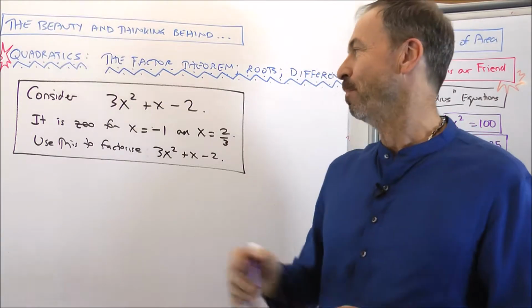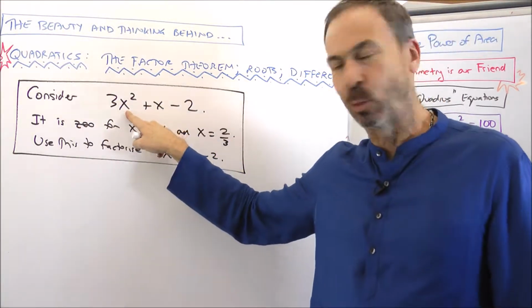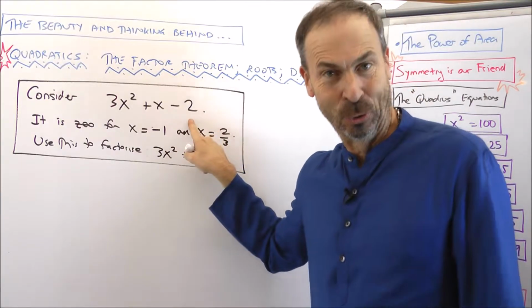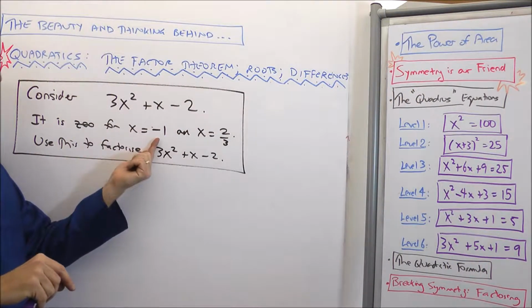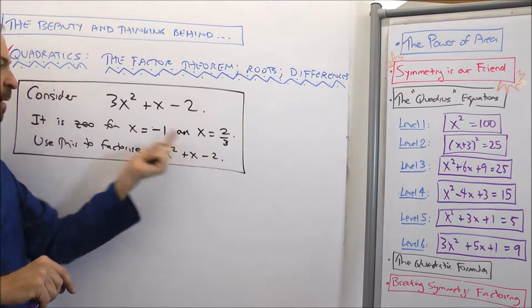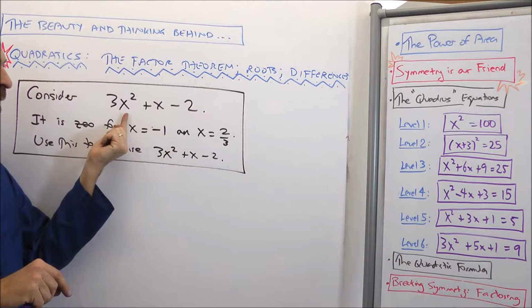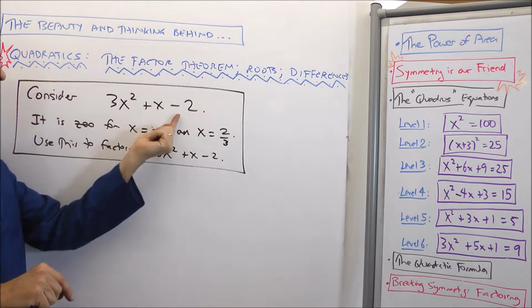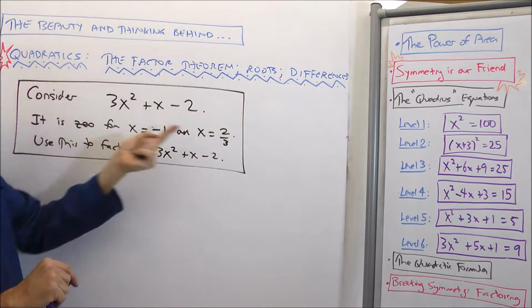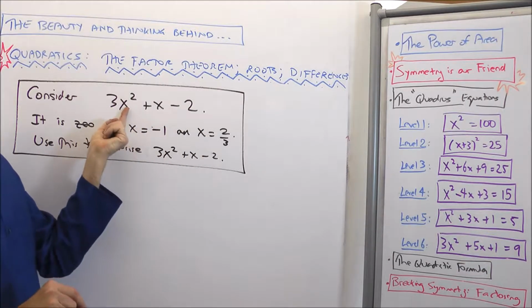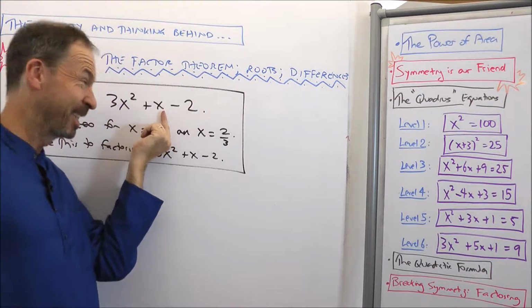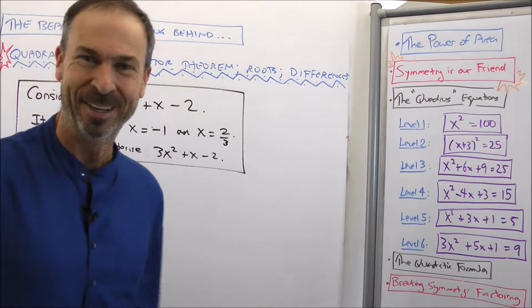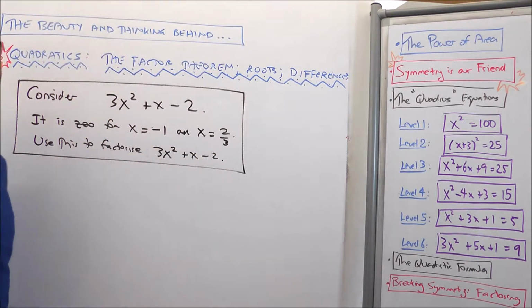Okay, here's another problem. Consider the expression 3x squared plus x minus 2. It turns out this is 0 for x equals negative 1 and x equals 2/3. If I put in negative 1, I'll get 3 times 1 plus negative 1, that's 2. Take away 2 is 0. And put in 2/3, 3 times 4/9, that's 4/3, plus 2/3 makes 6/3. Take away 2 is 0. Yes, it's 0 for both negative 1 and 2/3.